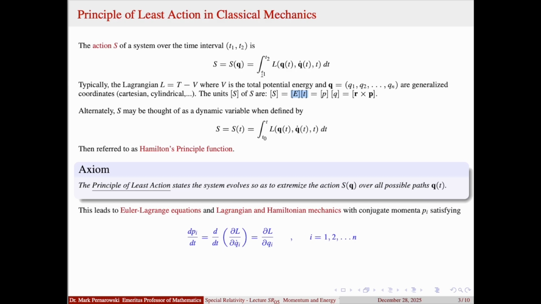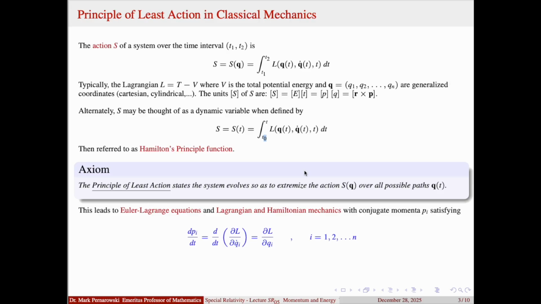Sometimes you may be interested to know how the action evolves in time. In other words, this is over a fixed time interval here. And perhaps I start at some initial time and I want to view what's happening with the action as time evolves. When you do that with these upper and lower limits of integration, it's sometimes referred to as Hamilton's principal function. Now, there's this one very, very huge axiom in mechanics and pretty much all of physics.